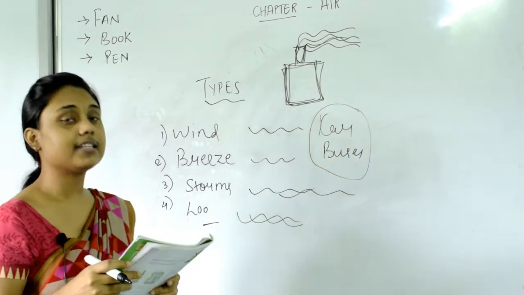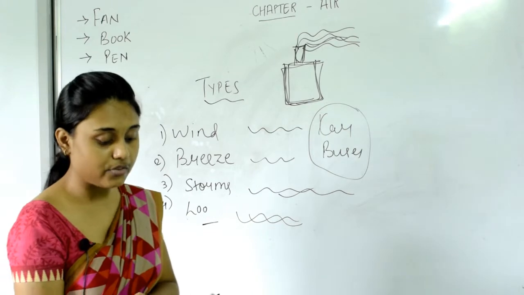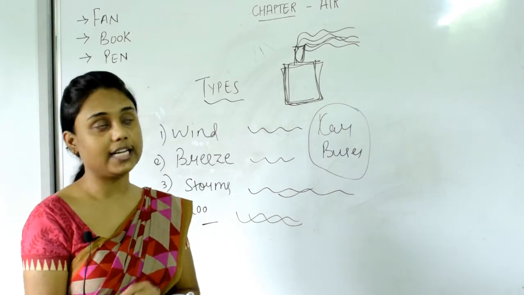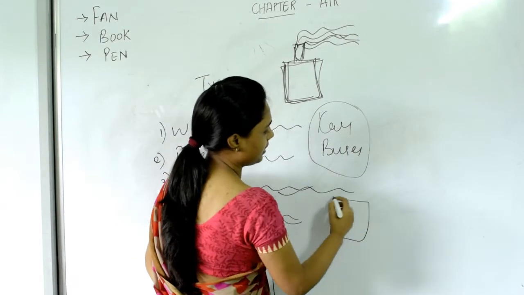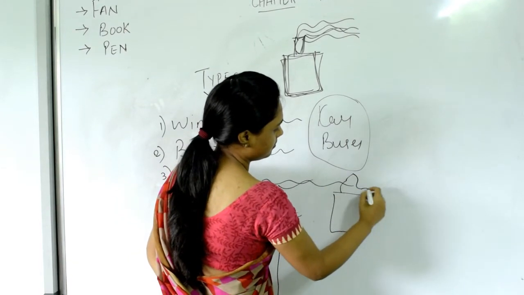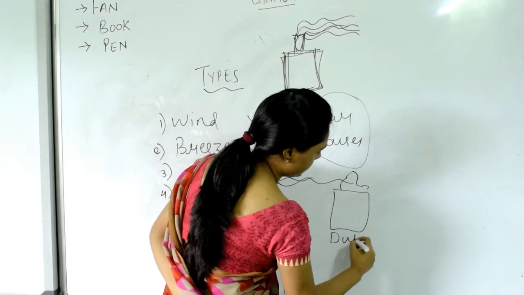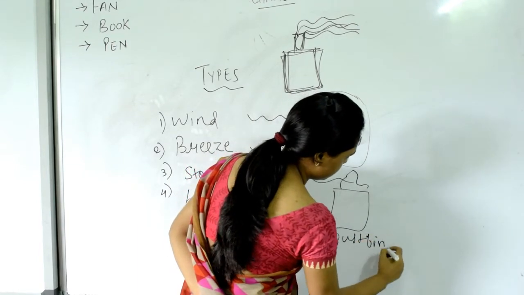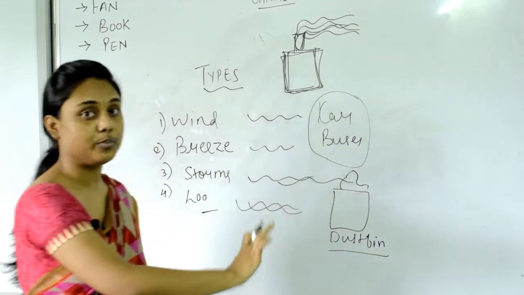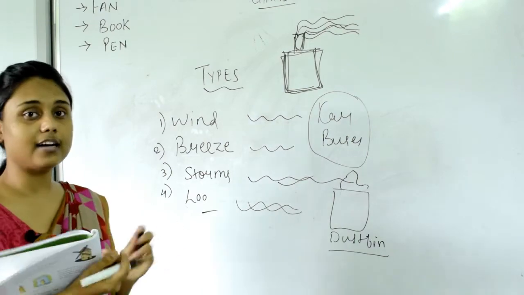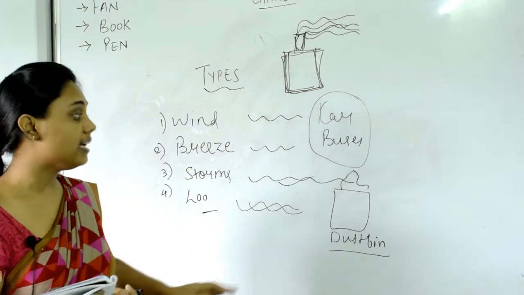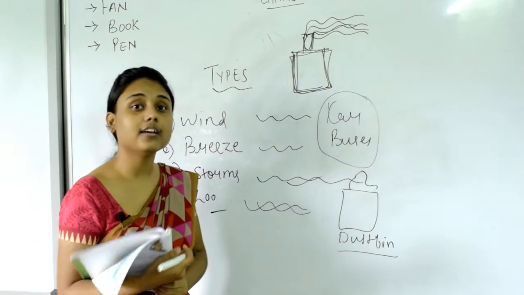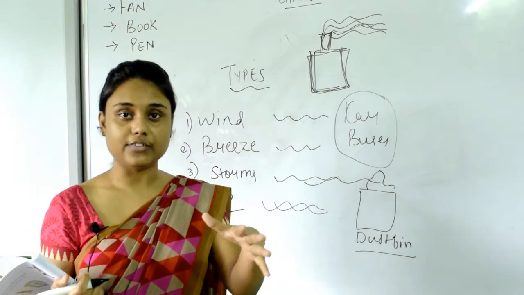Now air gets dirty when we burn garbage or dried leaves. See, we throw garbage in a dustbin, right? We collect garbage and we throw it here. Then we clean our surroundings, and we collect dried leaves.